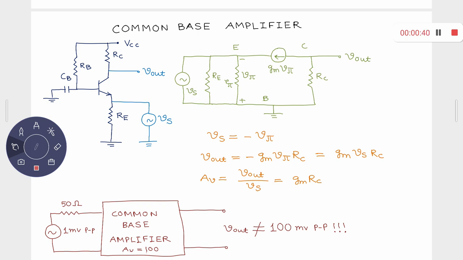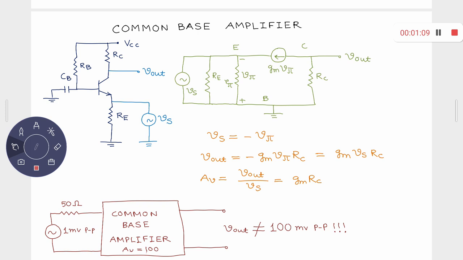And the input and the output resistance for the common emitter amplifier were moderate. Input resistance was generally given by R pi. Output resistance was typically given by RC, the collector resistance. So moderate gain, moderate input resistance, moderate output resistance. That is all about the common emitter amplifier. And since everything is moderate, that's why people prefer the common emitter amplifier.